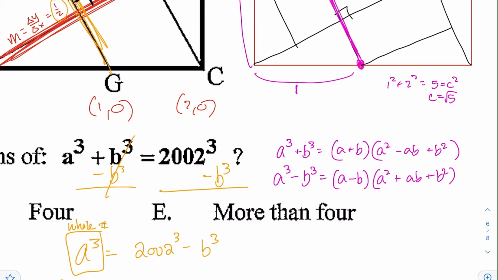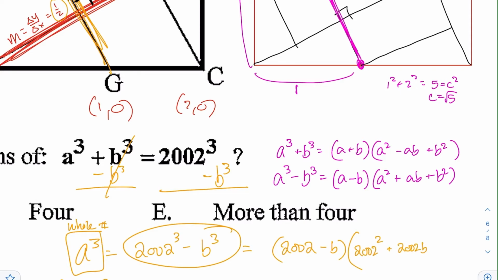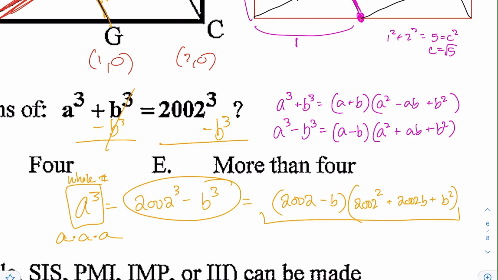So that's just a times a times a. And then on the right side, you can use this difference of two cubes to rewrite this as 2002 minus b times 2002 squared plus 2002b plus b squared. And now this should be equal to a times a times a. So a couple things could happen. Either a could be prime, or a could be composite.